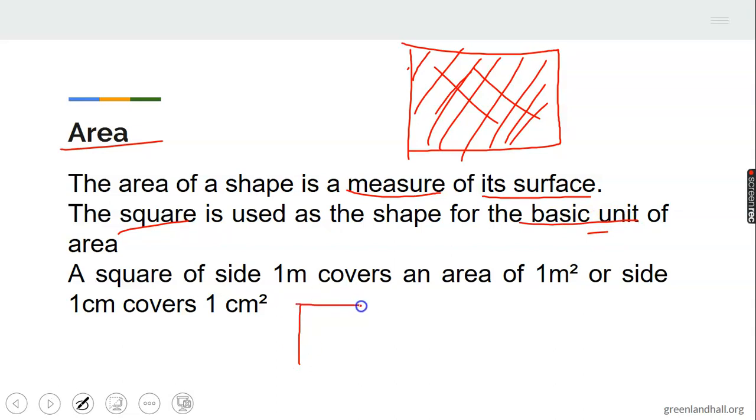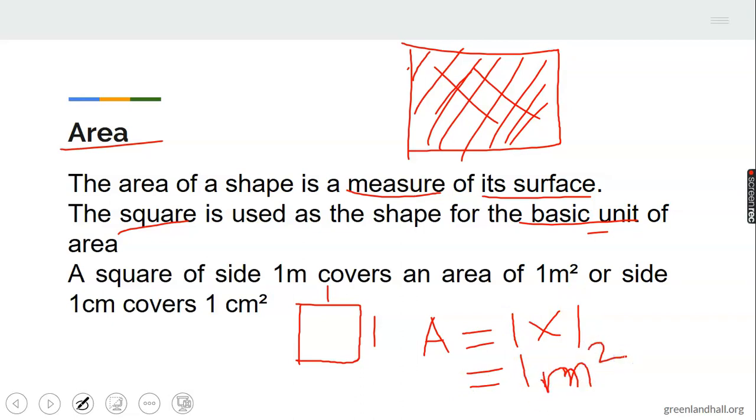Now, let's say we have a square like this. We know the side is 1 meter. By the time we find the area, 1 times 1 equals 1 meter square, depending on the unit you are using. If you are using centimeter, it will be 1 centimeter square. If you are using meter, it will be 1 meter square. Now, what is the meaning of this?